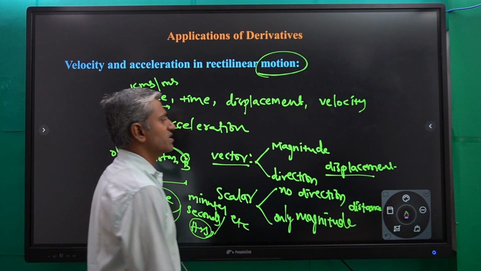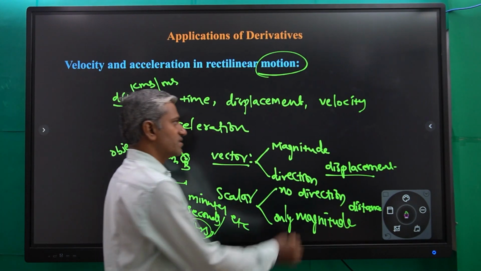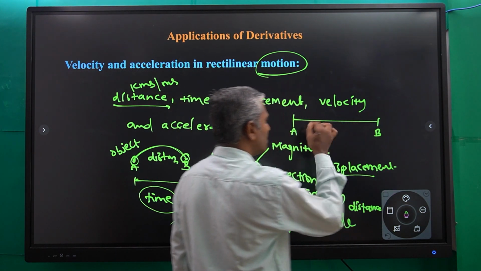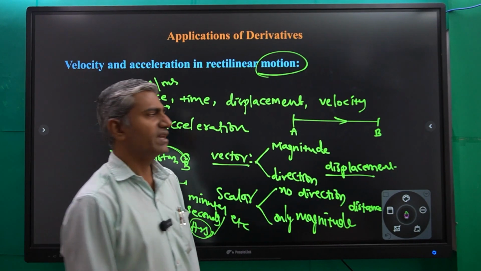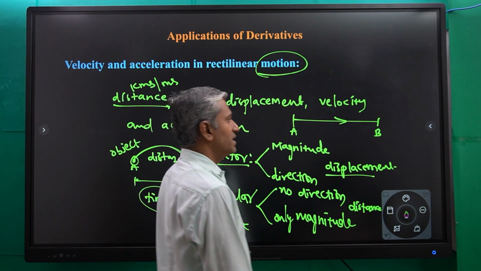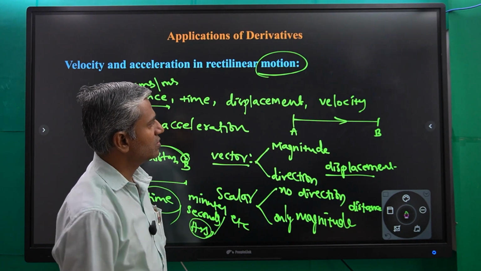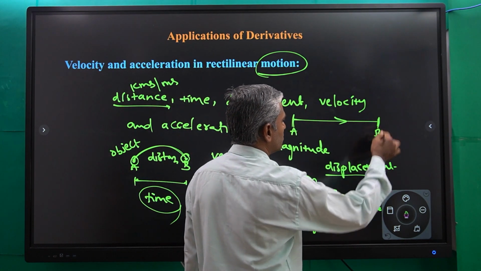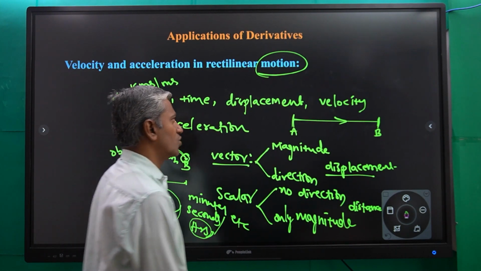What is the displacement? The shortest distance between the two points A to B, but most important is the direction. In which direction is it going? If you take the direction point of view, it is south, north, east, west. So to define displacement, the shortest distance between the two points in a particular direction is called the displacement of an object.